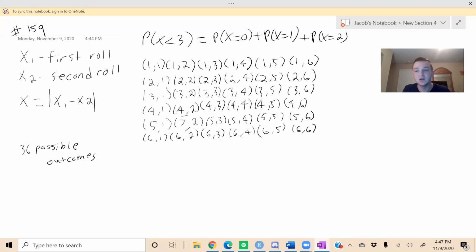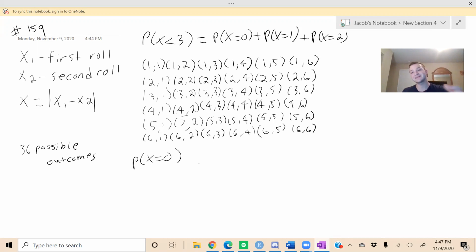Okay. So we have everything we need now. All we got to do is look at all the outcomes we drew, and just draw from there. So the probability that X equals 0 is what?